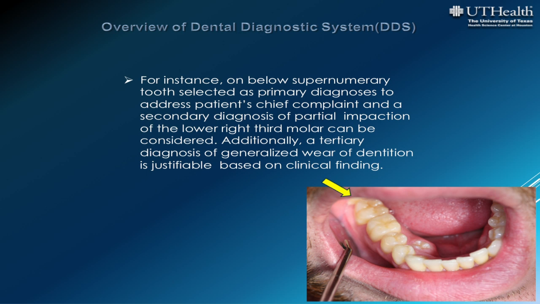For instance, on below, supernumerary tooth is selected as primary diagnosis to address patient's chief complaint, and a secondary diagnosis of partial impactions of the lower right third molar can be considered. Additionally, a tertiary diagnosis of generalized wear of dentition is justifiable based on clinical findings.